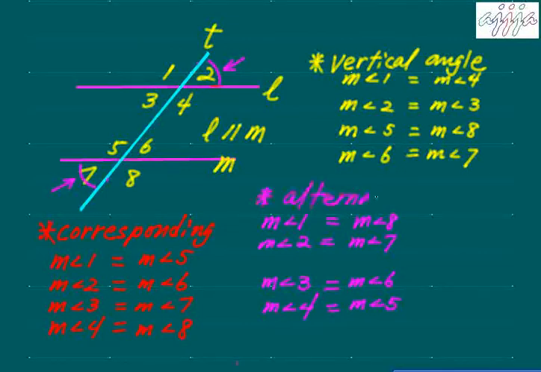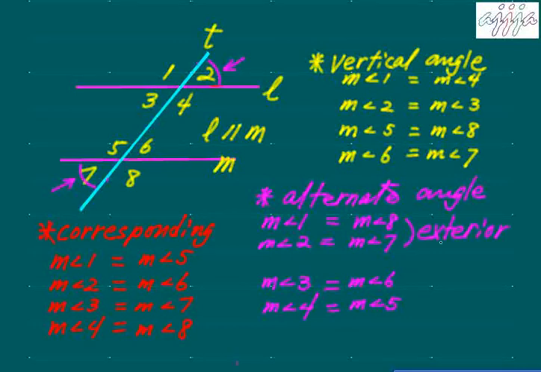Five, like this one. So, what was the name? That's right. Alternate angles. Okay, alternate. Alright. So, alternate angles. Now, what about 1 and 2 and 7 and 8? See, 1 and 2, 7 and 8 are outside.